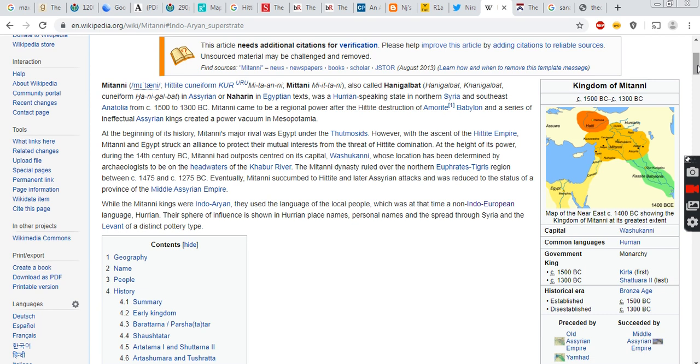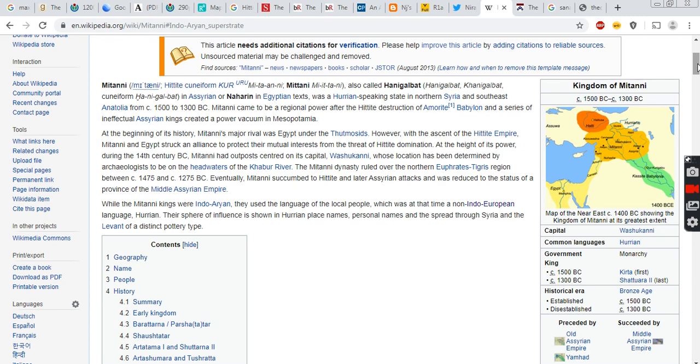Like it's all classical Sanskrit. A lot of researchers say that they were using classical Sanskrit in their treaties and all that. So they were an Indo-European ruling elite who were ruling people who were not speaking an Indo-European language, not speaking the Sanskrit language, but they were ruling that area. So that's another group of people who we don't know how they got there.